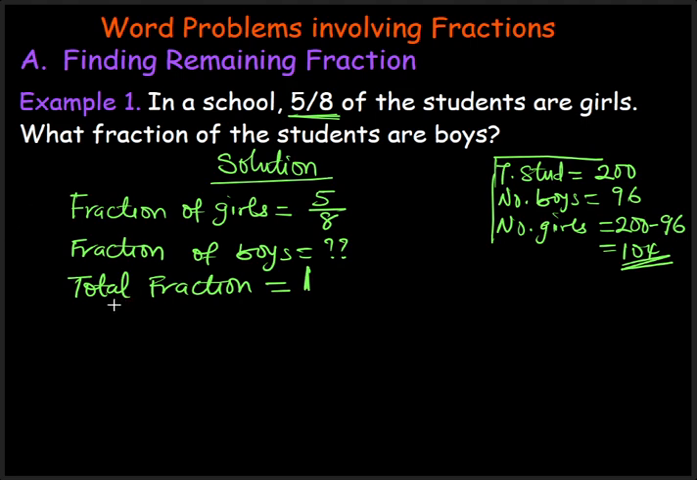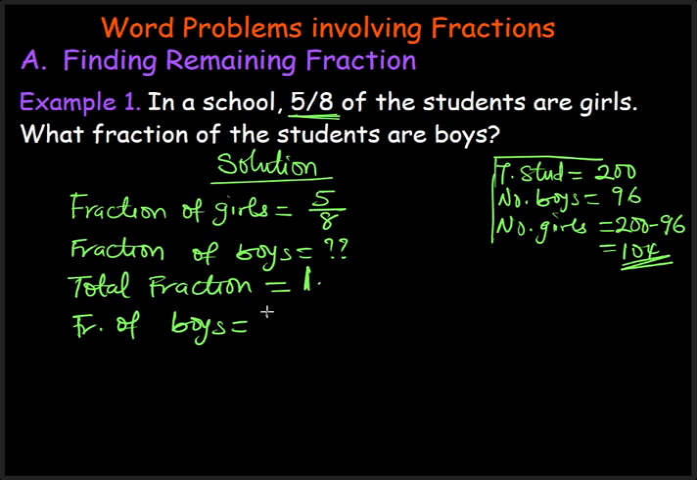So we have our total fraction here, which is 1. And then we have the fraction of girls being 5 over 8. So from this total fraction, which is 1, we've removed the fraction of girls, which is 5 over 8. So how do we now get the fraction of boys? The fraction of boys will be equal to the total fraction. Take note. Please don't think that 5 over 8 is bigger than 1. No. Do follow the principle.